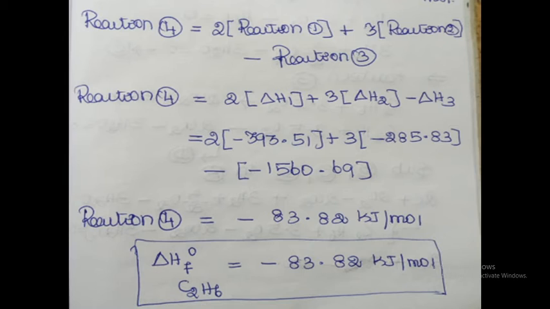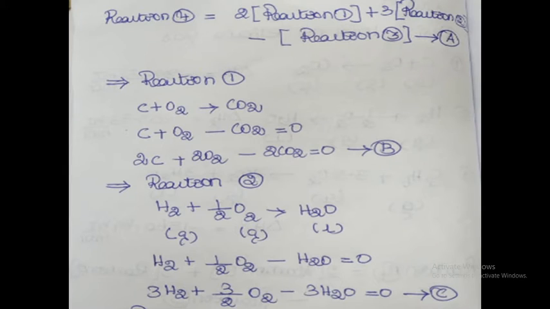Okay. So reaction 4 is equal to 2 into reaction 1 plus 3 into reaction 2 minus reaction number 3. So reaction 4 is equal to 2 into delta H1 plus 3 into delta H2 minus delta H3. All data are available in our problem. You should take those values, substitute here, and find the standard heat of formation of ethane: minus 83.82 kilojoule per mole.